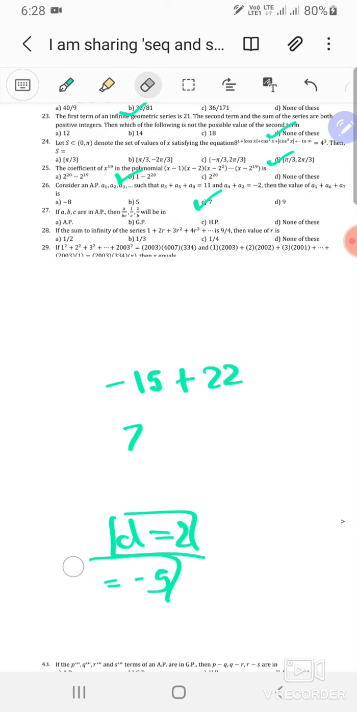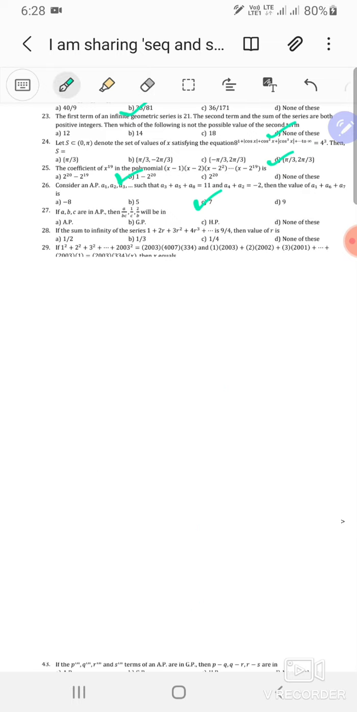Let's move on. So if A, B, C are in AP, then A upon BC, 1 upon C and 2 upon B will be in. Okay, A, B, C are in AP, and this looks weird. AP, GP, HP, something. I think multiplying it by something might work. So you got B, C over there. What about I multiply by BC? Let's try it out. So that will give me A, B, and 2C, I think.